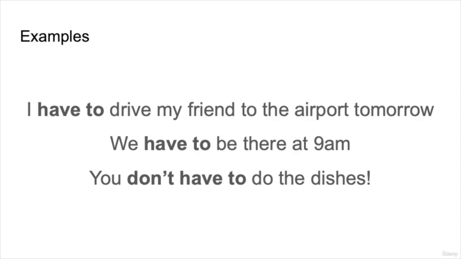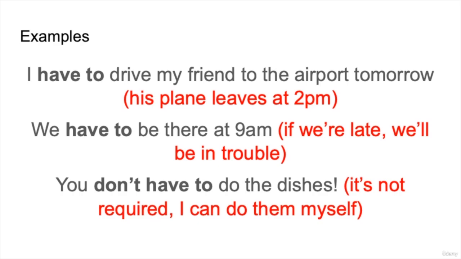So see, the third sentence is in the negative form, and when this happens, the meaning changes a little bit in that it's the opposite of urgent. So let's expand on these examples to understand how to use have to. I have to drive my friend to the airport tomorrow. His plane leaves at 2, and if I don't drive him to the airport, then he will miss his flight. So it's very urgent that I drive my friend to the airport tomorrow.